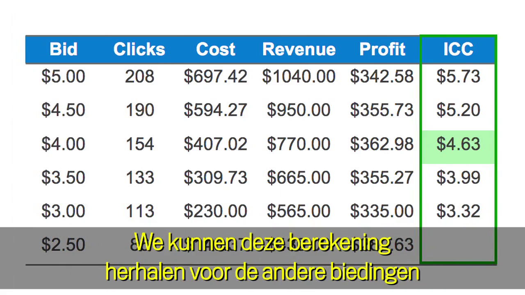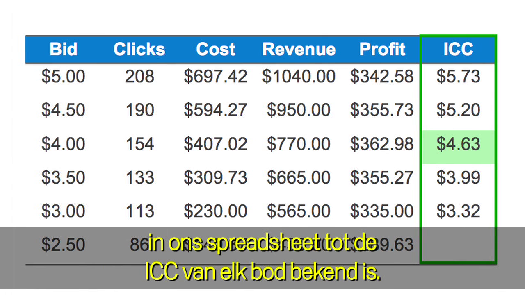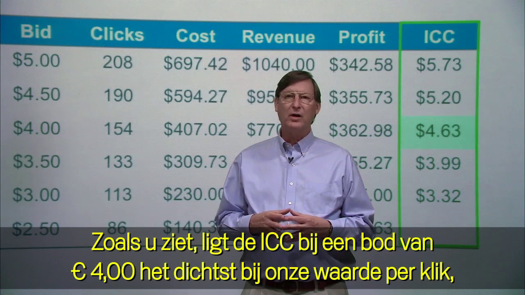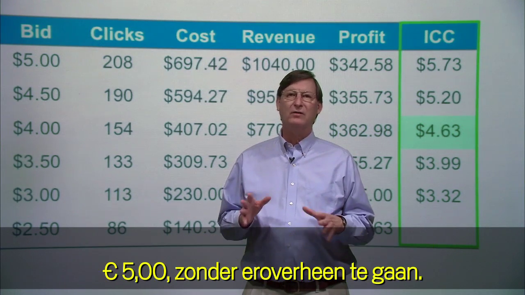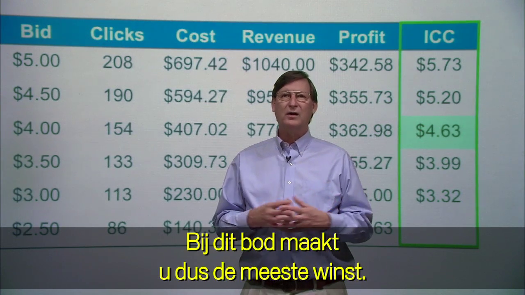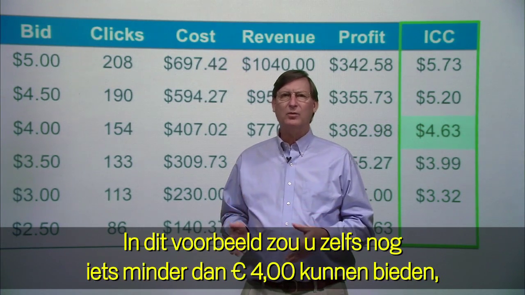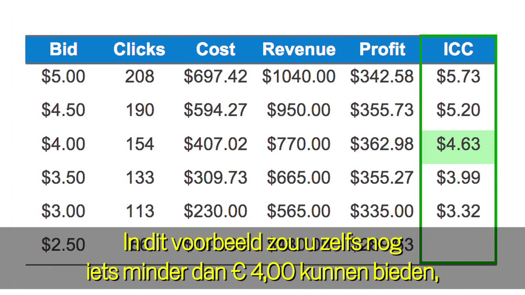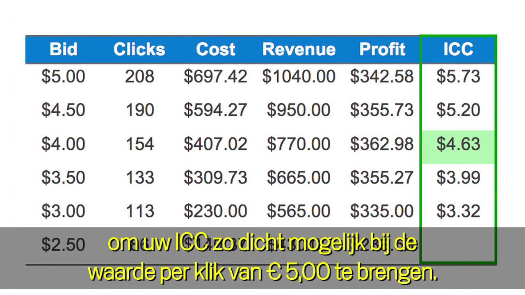We can repeat that process for the rest of the bids in our spreadsheet and see the ICCs for each bid. You can see the ICC at our $4 bid is the closest value to our $5 value per click without going over. So it's going to bring in the highest profit. Actually, in this example, you probably want to bid a little bit more than $4 so you can get your ICC as close as possible to the $5 value per click.